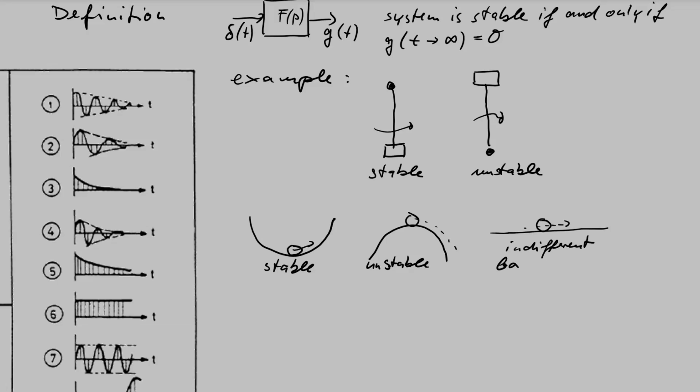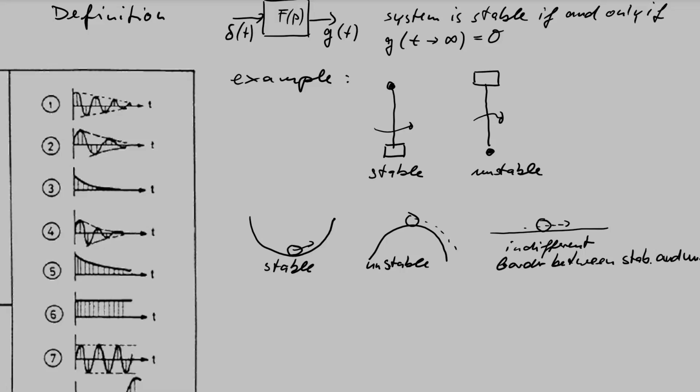It is the border between stability and instability and unstable. Okay, so far these are mechanical examples.